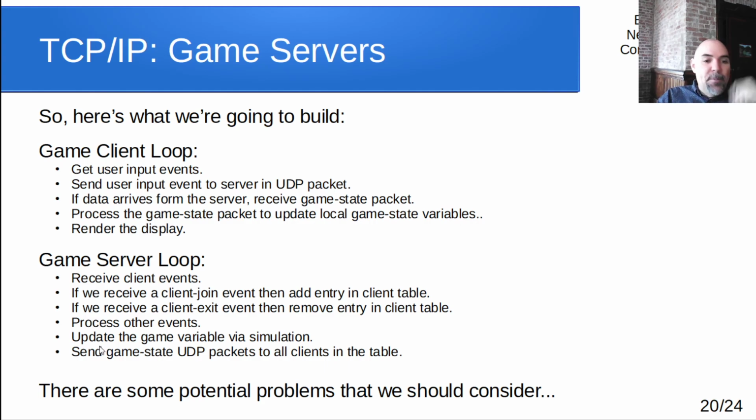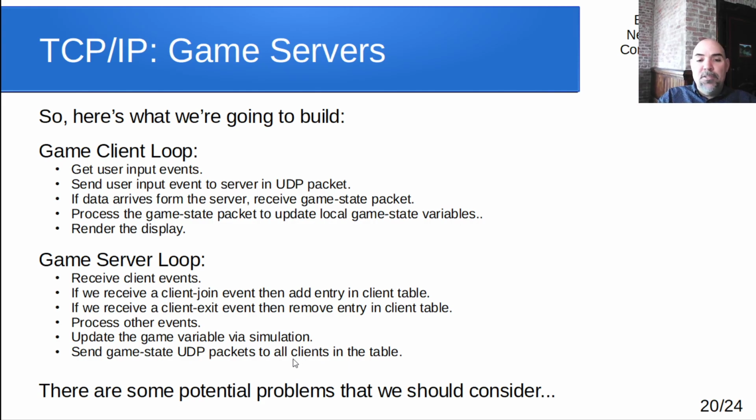And then we're going to update the game variables, the game state, via simulation. Say this bullet now moved to this position. This player, because they pressed this key, is now moving in this direction. So we're going to update the entire simulation, and then we're going to send that out, loop through all of the people in the client table, and send the new game state after this step of the simulation to everybody, and then repeat that. Get client events. If a client joins or exits, we update the table. We process all the other events, update the simulation, send out the new state to all the clients.